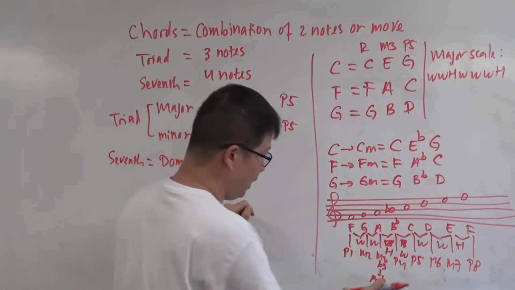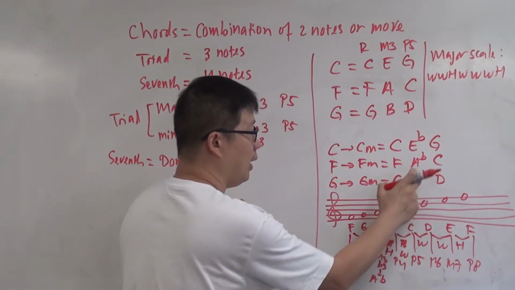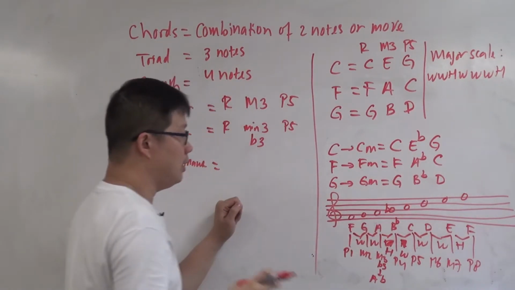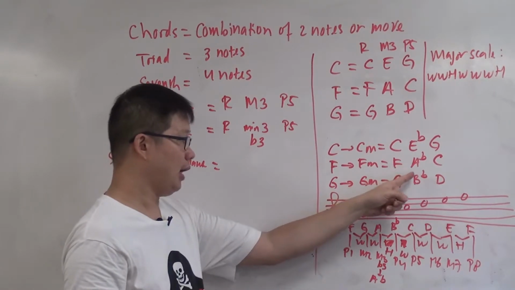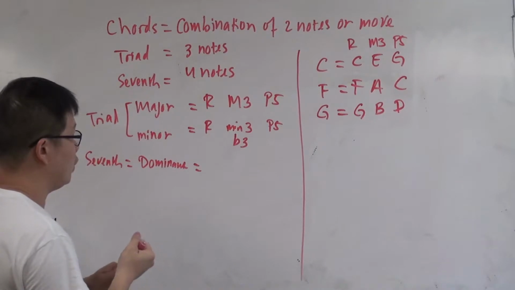Next one, perfect fifth. Perfect fifth of F is C. That's why we have C over here. So the notes for F minor triad are F, A flat, and C. Now let's move on to the 7 chords.